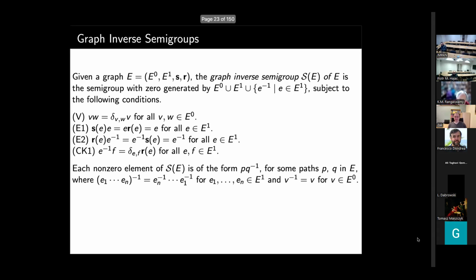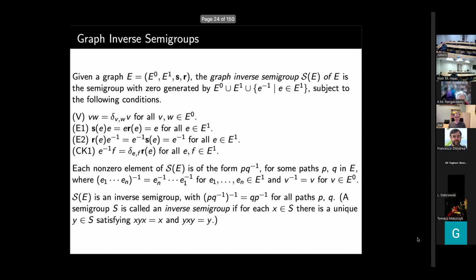Just like in Leavitt path algebras, here we have a normal form for every non-zero element. It's of the form PQ inverse now, where P is a path and Q is a ghost path, as it were, made up of these inverse edges. Here's where the inverse part comes in. This is an inverse semigroup.